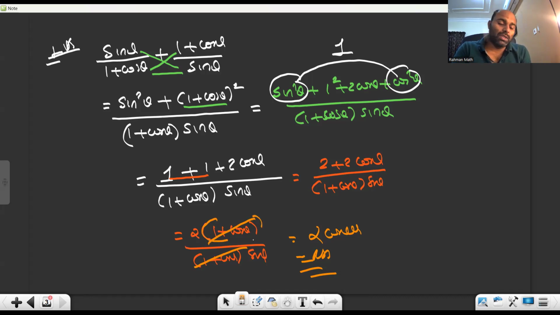No, this is 1 plus cos theta. This is also 1 plus cos theta. Altogether, 1 plus cos theta, 1 plus cos theta cancelled.